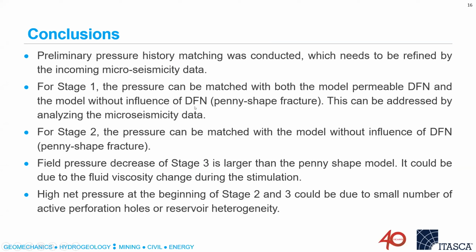So yeah, I'm not going to read one by one. We did the preliminary precipitation matching. It is very preliminary and just here to open discussion. We want to refine our models by the incoming microseismicity data. Generally, for those three stages, you can match them with the penetration crack model. And for stage 1, you can also match with the permeable DFN, permeable and friction DFN. Yeah, this is all from me.